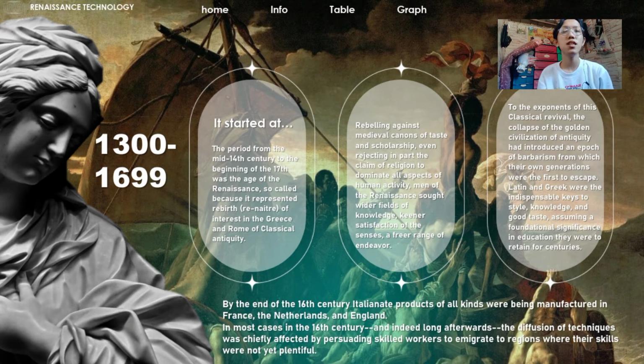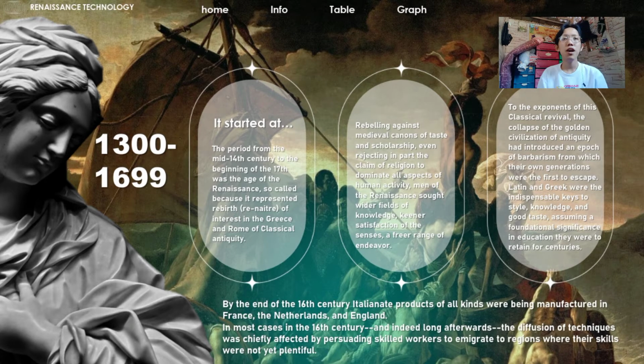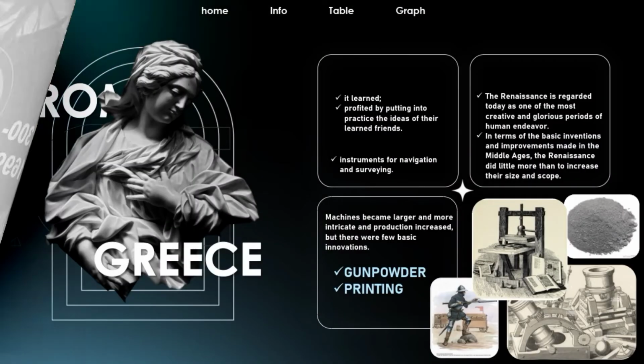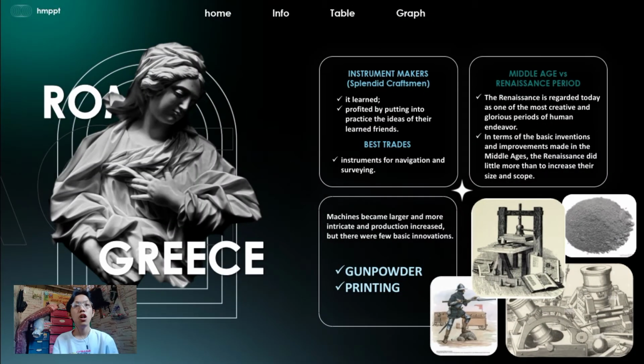In most cases, in the 16th century, and indeed long afterwards, the diffusion of techniques was chiefly effected by persuading skilled workers to emigrate to regions where their skills were not yet plentiful. So they emigrated to other regions to apply the knowledge they had gained in their work, to improve their crafts and so on. They were called plentiful craftsmen because of their innovations in applying the knowledge they acquired in the different regions they emigrated to. Despite the rapid diffusion of techniques, local methods and regional excellences could remain significant for relative periods.